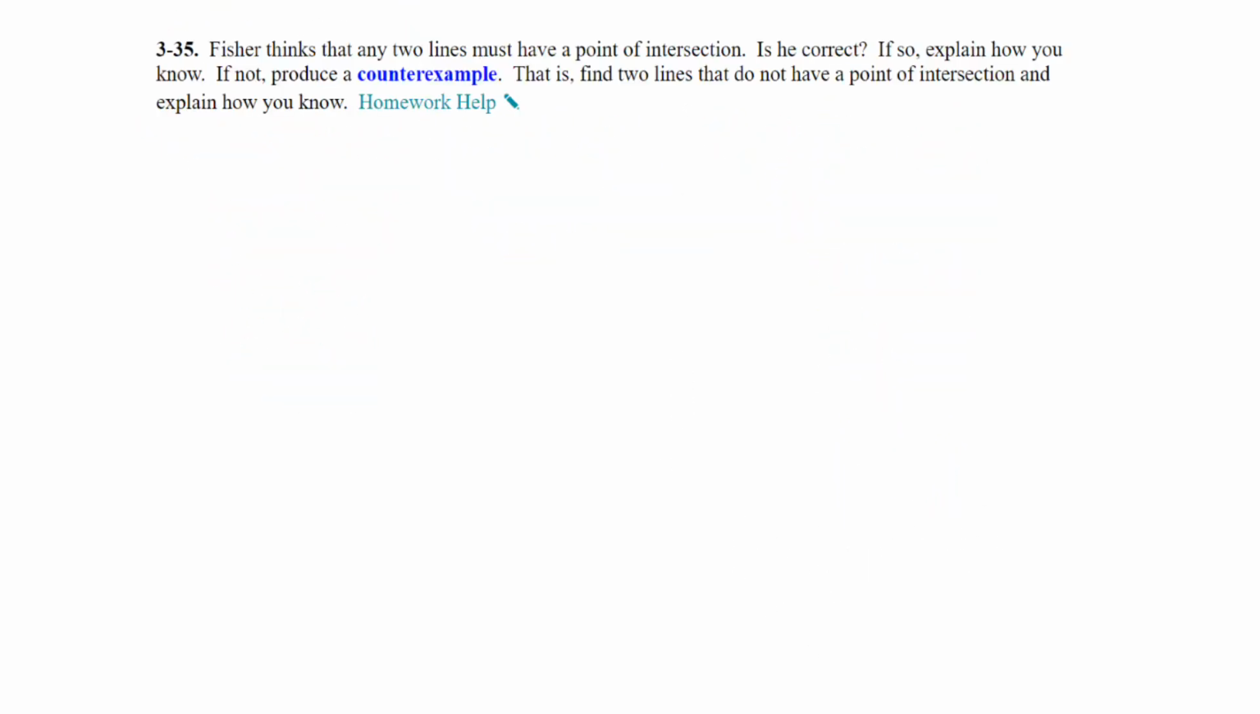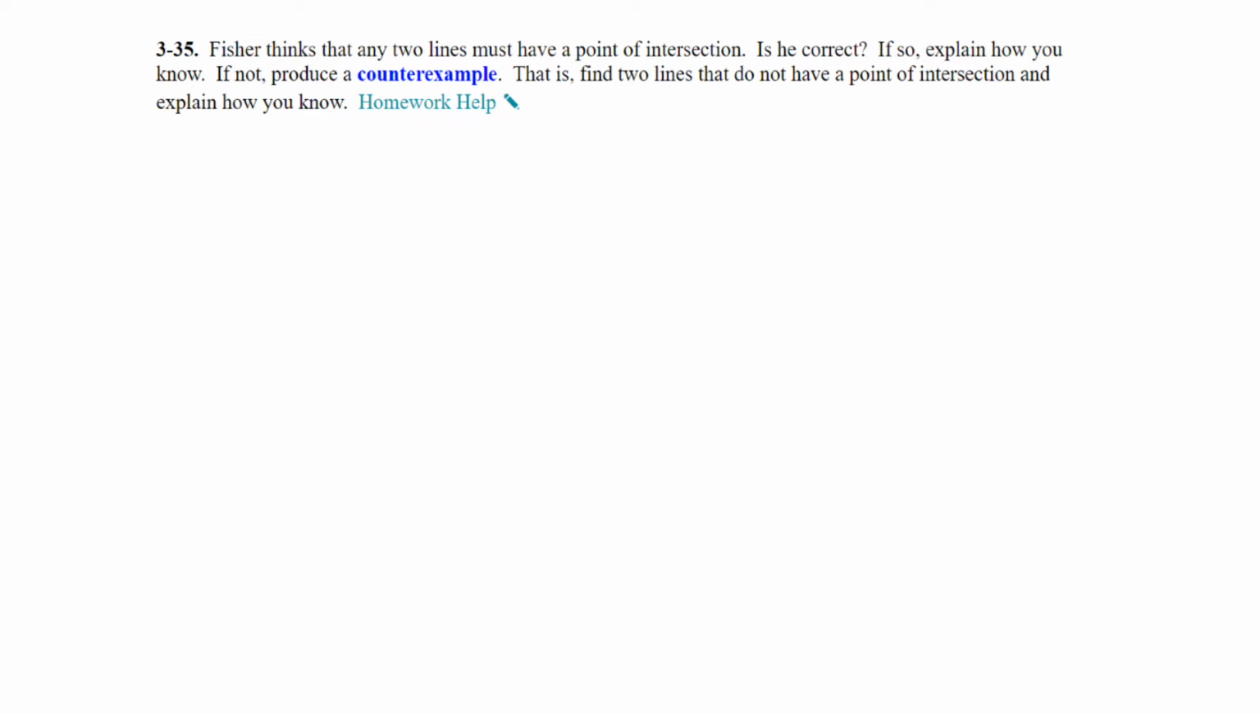Question 35. Fisher thinks that any two lines must have a point of intersection. Is he correct? Remember, lines extend forever, so would that make sense? If so, explain how you know. If not, produce a counterexample. That is, find two lines that do not have a point of intersection and explain how you know.